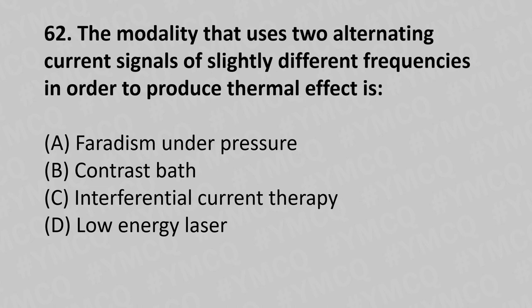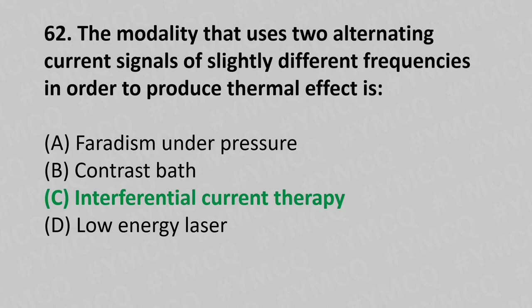Moving to our 62nd question, the modality that uses two alternating current signals of slightly different frequency in order to produce thermal effect is Option A, Faradism under pressure. Option B, contrast bath. Option C, interferential current therapy. Option D, low energy laser. And the answer is Option C, interferential current therapy.